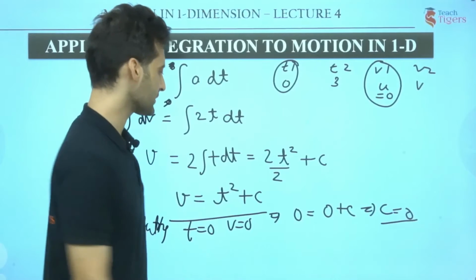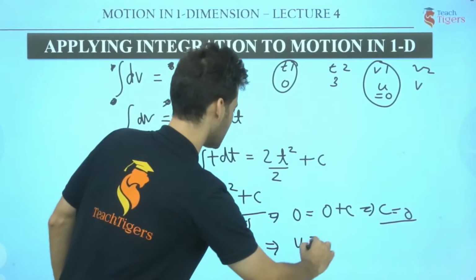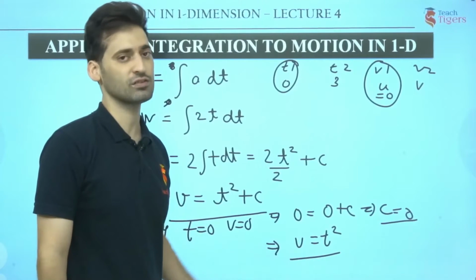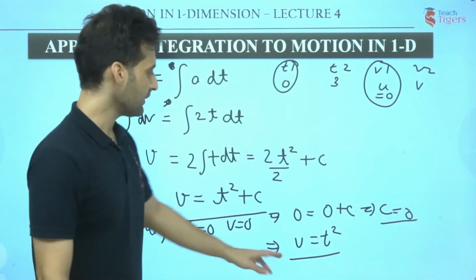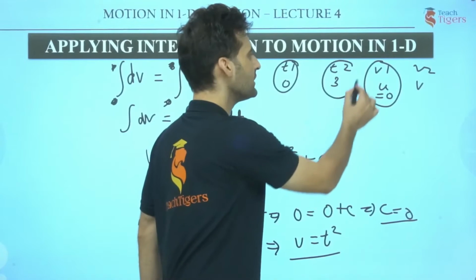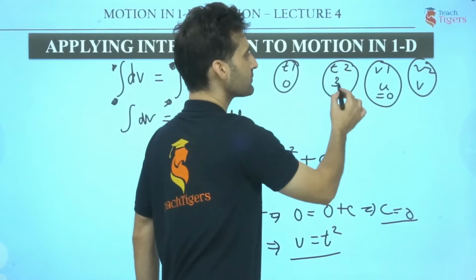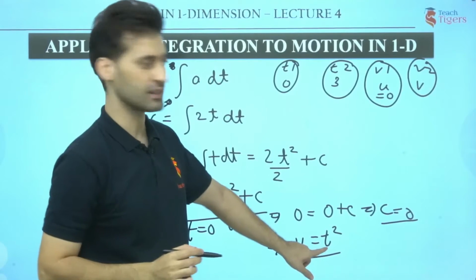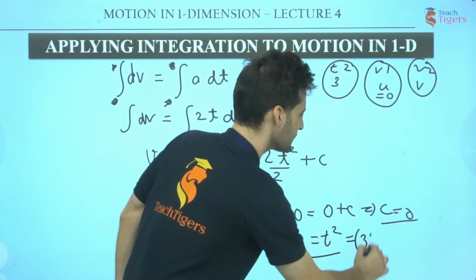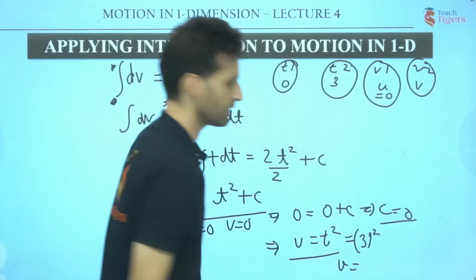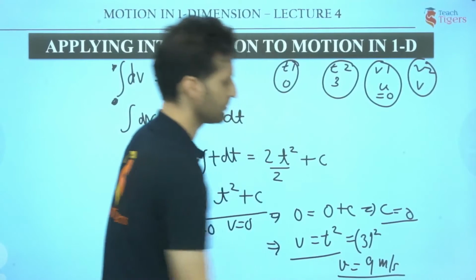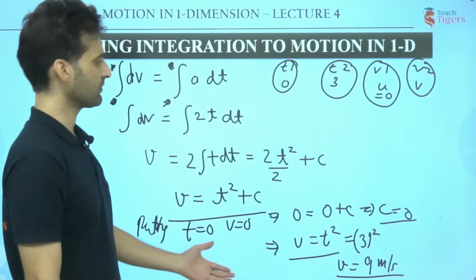Once the value of c is 0, I can get the exact relation. So exactly v will be equal to t square. Now this is the exact velocity-time relation, right? Now that I have this exact relation, I can put the other limits. I need to find the value of v at t2 equals 3 seconds. So just put the value of t over here: 3 square. So the velocity I will get is 9 meters per second. This will be my answer. Very simple, not a difficult task.